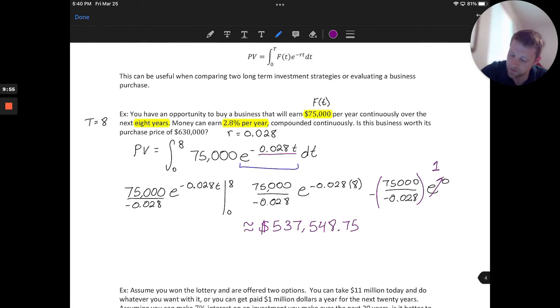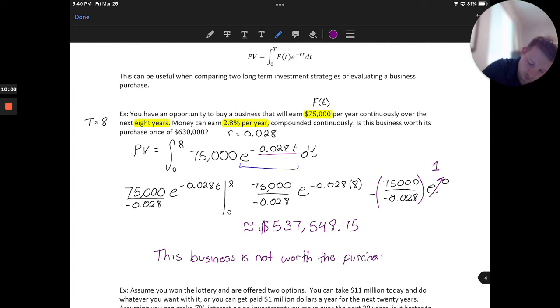So this business is not worth the purchase price of $630,000. It's not worth that. So again, we would not purchase that business based on the income that it could produce.